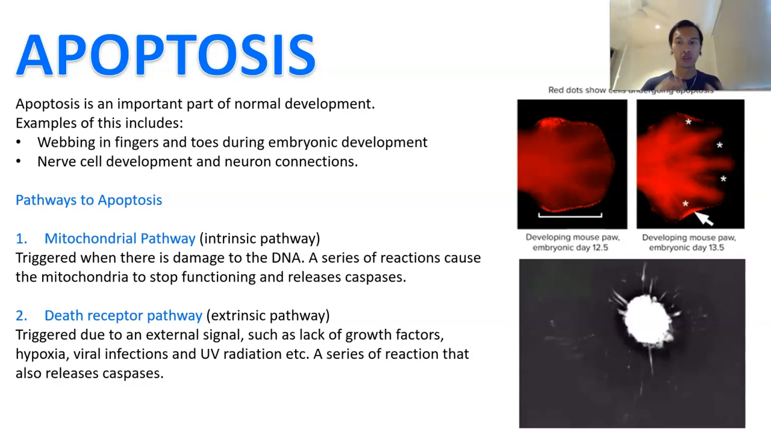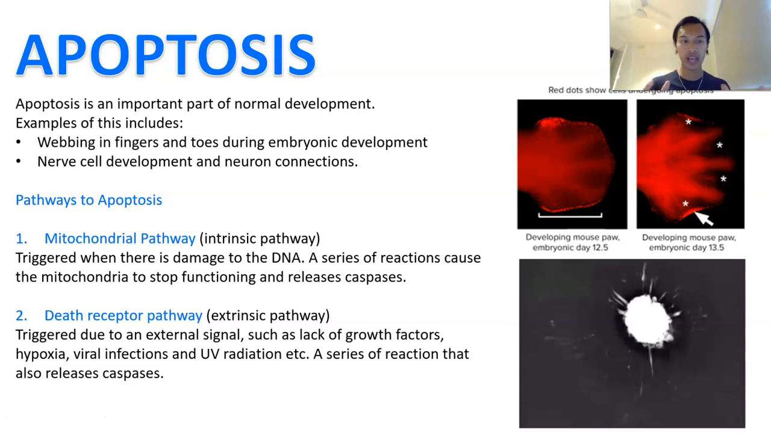There are basically two ways in which apoptosis occurs, right? It is either what we call intrinsic, or the mitochondrial pathway through the mitochondria, or it is extrinsic, through the death receptor pathway, okay? In the mitochondrial pathway, when you have damage to DNA, a series of reactions are going to cause the mitochondria to stop functioning, right? When the mitochondria stops functioning, it means the cell cannot produce ATP, and it runs out of energy. And that is going to release the same caspase enzyme that the cell uses to trigger apoptosis, and the cell dies.